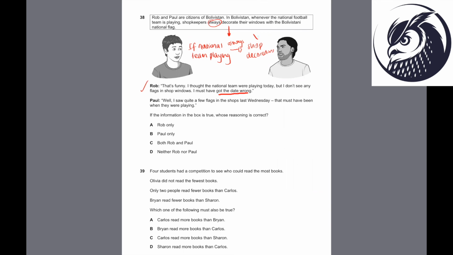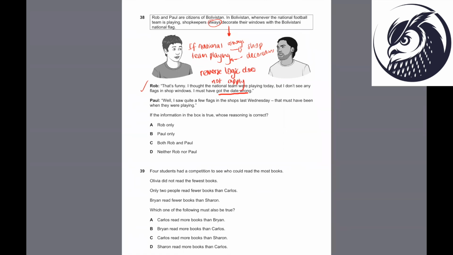Now let's have a look at Paul's statement. Paul says, well, I saw quite a few flags in the shops last Wednesday. Then that must have been when they were playing. Remember what I said about the reverse logic? Even if you see shop decorations, that doesn't mean the national team is playing. It could be just, like I said, they wanted to put up some decorations in their windows, right? The reverse logic does not apply. So please remember that, guys. Reverse logic does not apply.